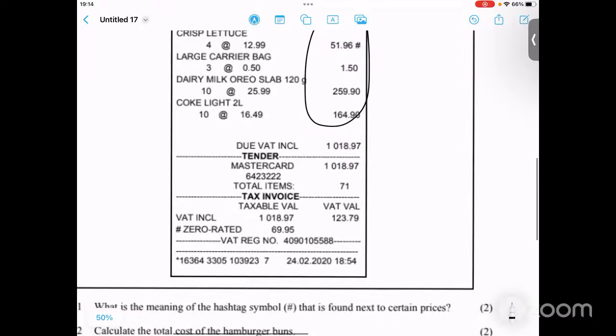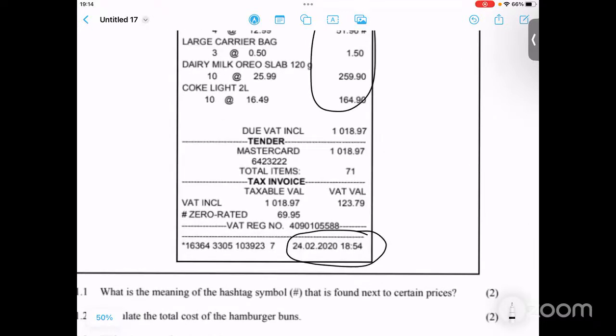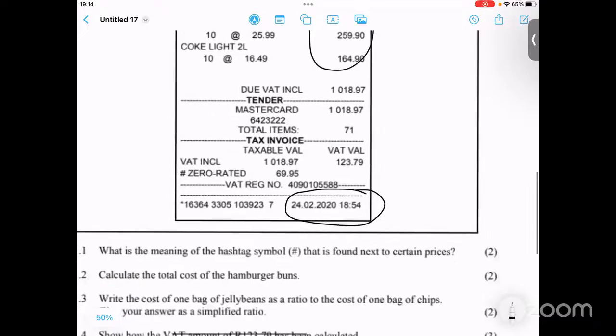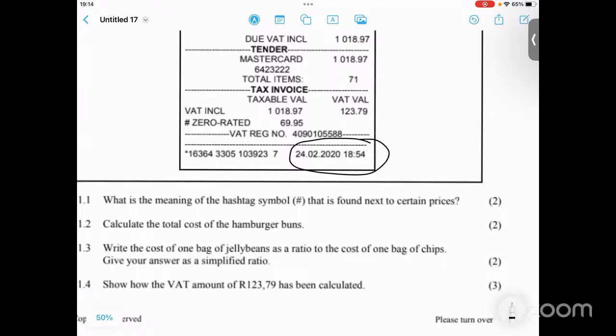And do we have somebody that knows what this represents? When you're looking at those numbers there, what do you think they mean? The date and time. What is the date? 24/02/2020. Time 1854. The month, 02. Okay, so it's 24 February 2020. Time is 1854 there.